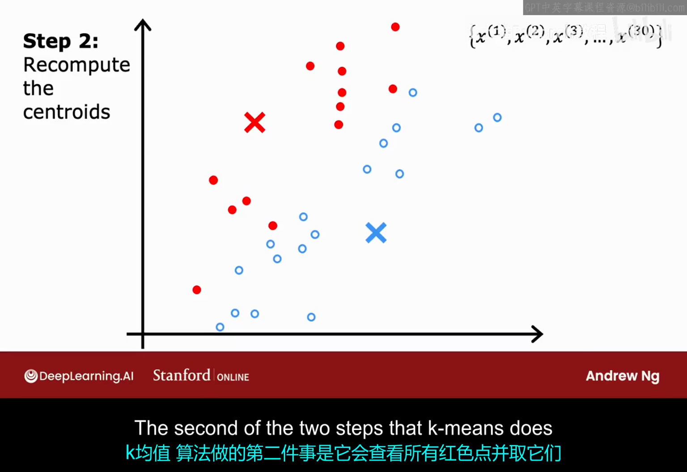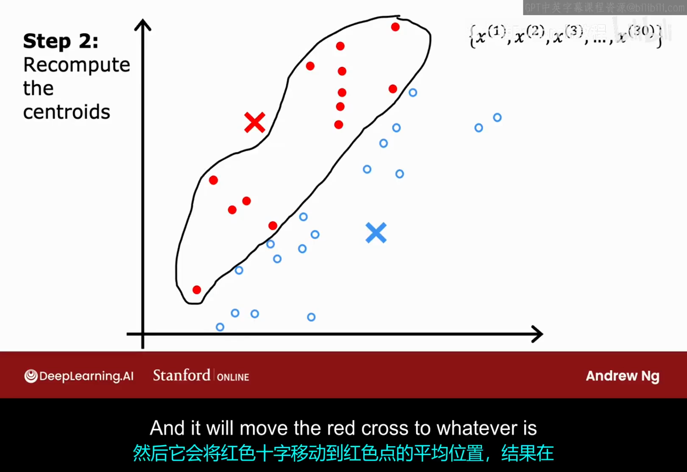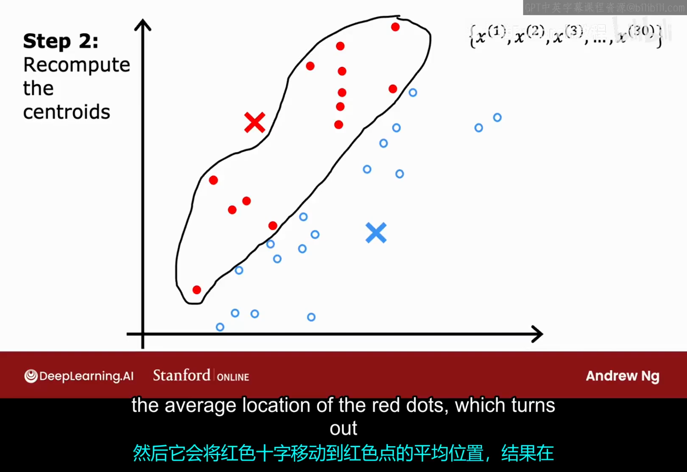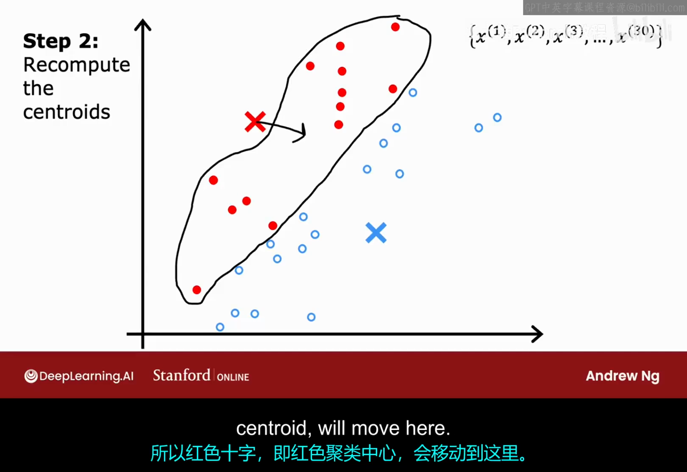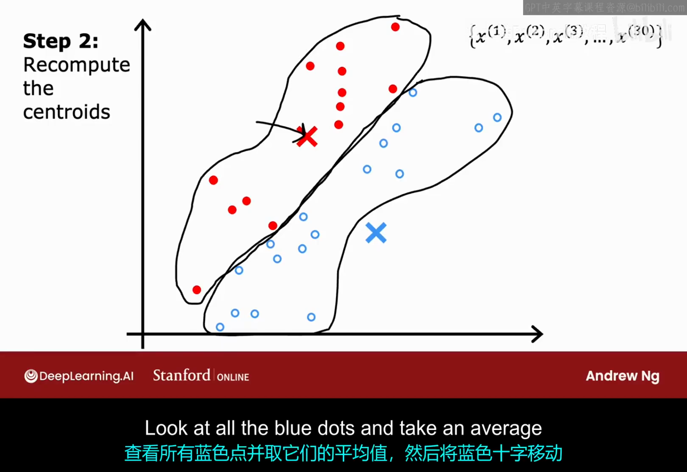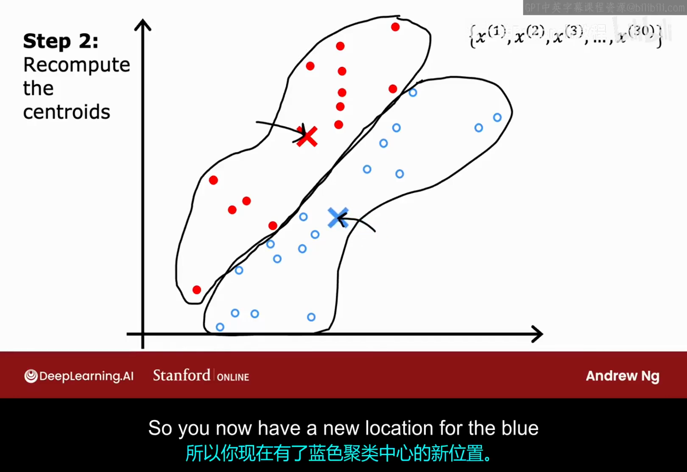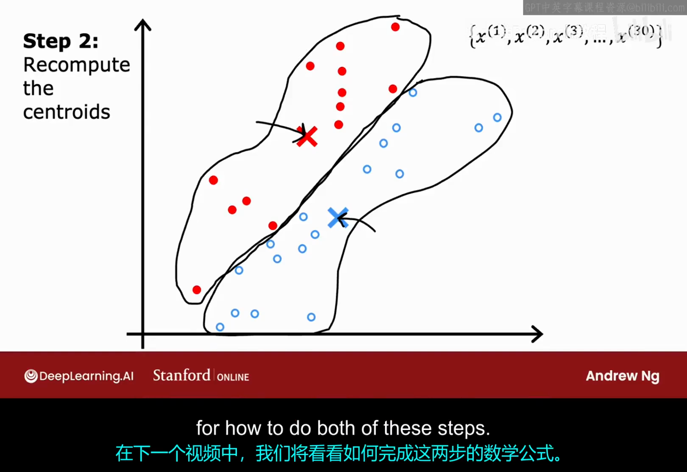The second of the 2 steps that k-means does is it will look at all of the red points and take an average of them, and it will move the red cross to whatever is the average location of the red dots, which turns out to be here. And so the red cross, that is the red cluster centroid, will move here. And then we do the same thing for all the blue dots. Look at all the blue dots, take an average of them, and move the blue cross over there. So you now have a new location for the blue cluster centroid as well. In the next video, we'll look at the mathematical formulas for how to do both of these steps.